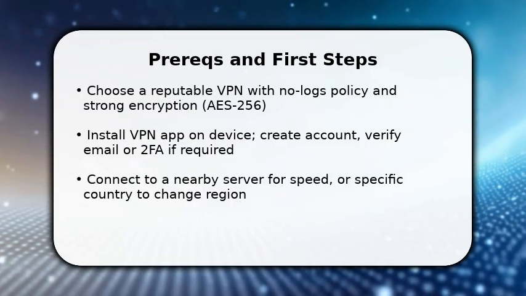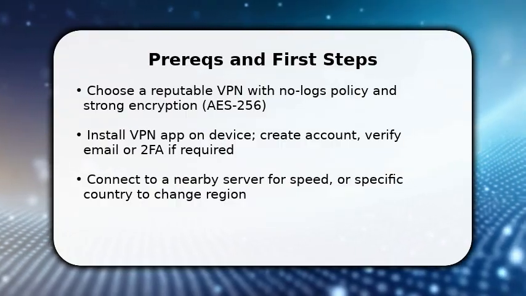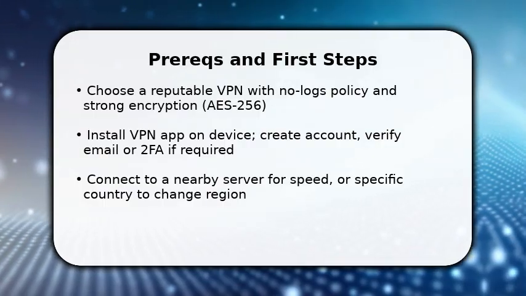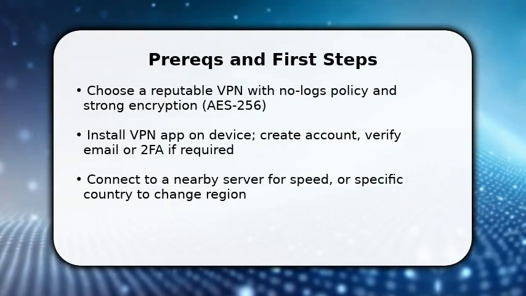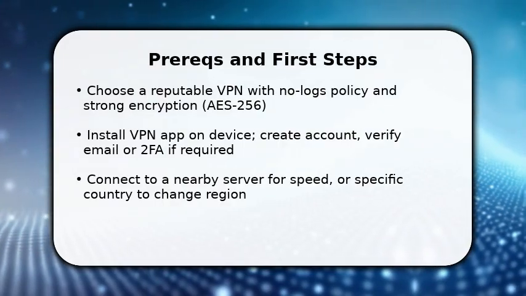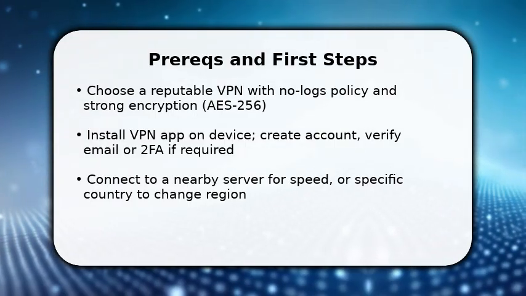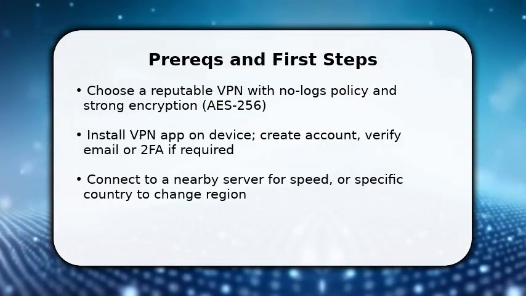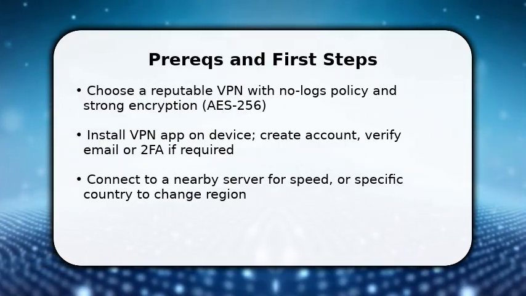You start by picking a reputable VPN provider with a clear no-logs policy. This protects search metadata. Once chosen, install the app on your device and sign in. Enable 2FA if available. Next, set the protocol to a secure option like OpenVPN or WireGuard for balanced speed and privacy. Connect to a nearby server for better performance, or select a specific country if you need local search results to appear from that region.